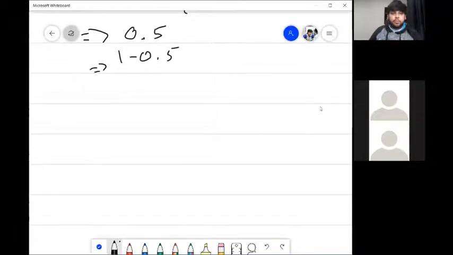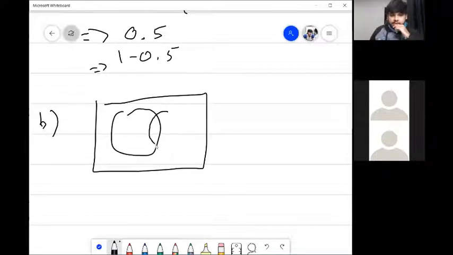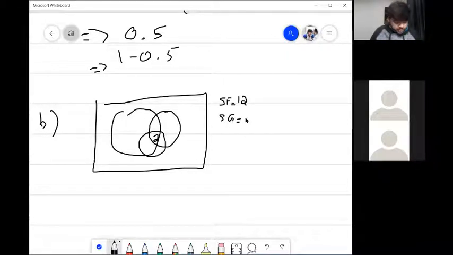The method that I found very easy to do was this. How many students were there who took all three subjects, S, F, G? There were 2, right? So I'm going to try to make a Venn diagram right now. I apologize if this might be terrible, but I know for a fact that this is 2. Now, what was S intersection F? SF was 12, right? Let me just check. Yeah, SF was 12. And at the same time, SG was 4 and FG was 6, right? But SFG was 2.